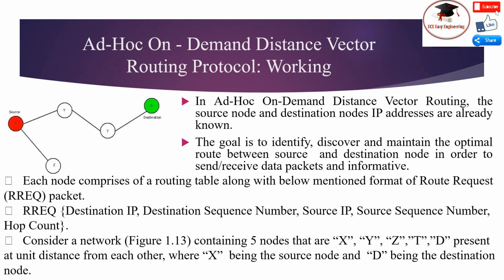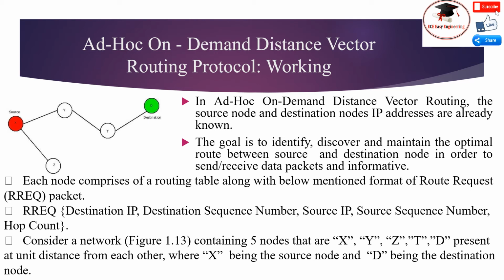So here is the working of the Ad-Hoc On-demand Distance Vector routing protocol. We see there is a source which is marked with red and a destination which has been marked with green. In AODV, the source node and destination node IP addresses are already known. The goal is to identify, discover, and maintain the optimal route between source and destination node in order to send and receive data packets.